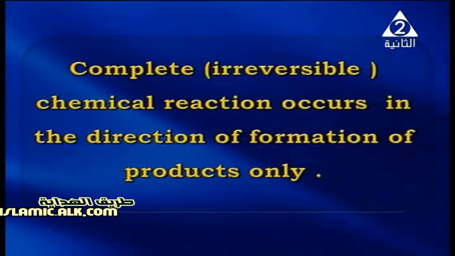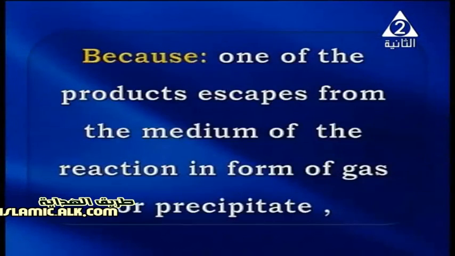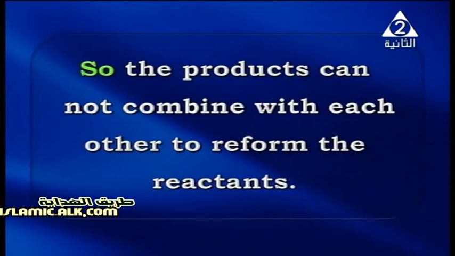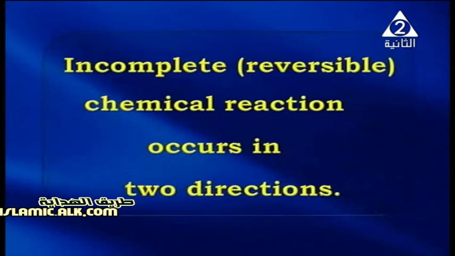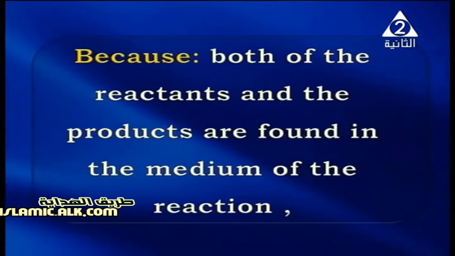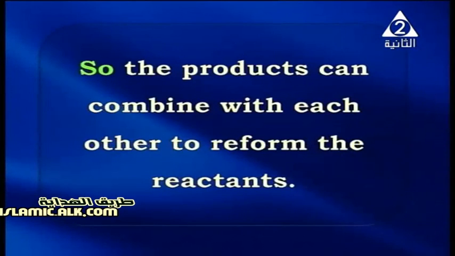Complete or irreversible chemical reaction occurs in the direction of formation of products only. We have to say, because one of the products escapes from the medium of the reaction in the form of gas or precipitate. That's why the products cannot combine with each other to reform the reactants. Incomplete or reversible chemical reaction occurs in two directions. We have to say, because both the reactants and the products are found in the medium of the reaction. That's why the products can combine with each other to reform the reactants again.